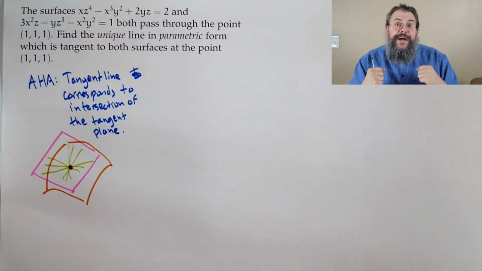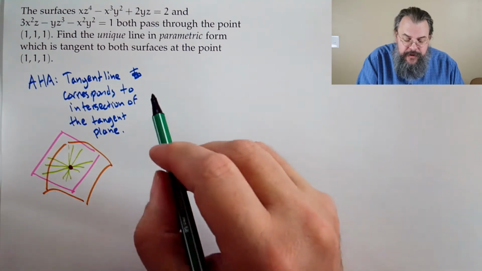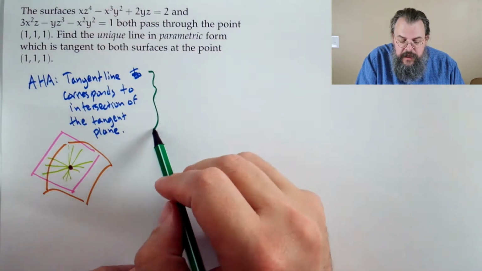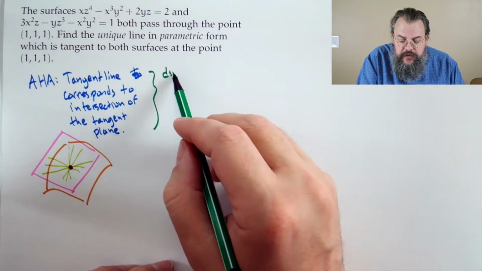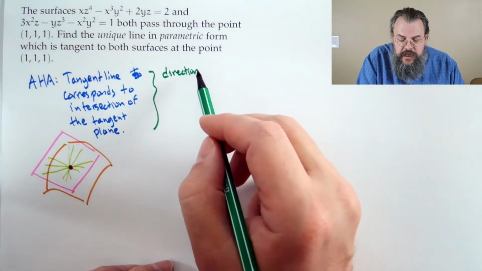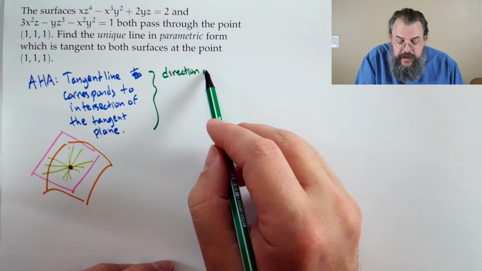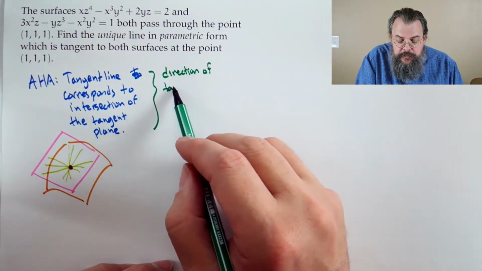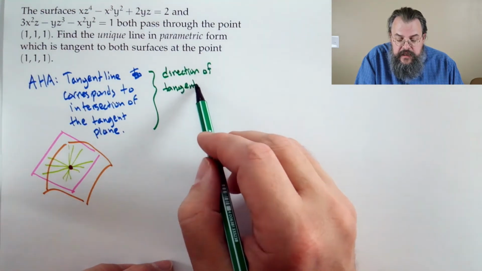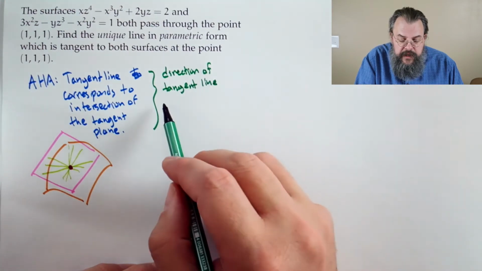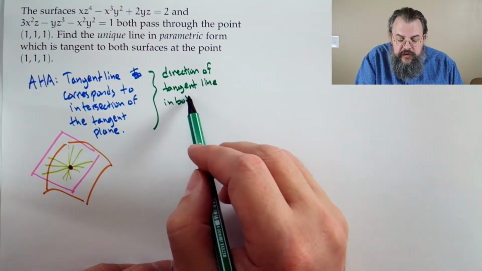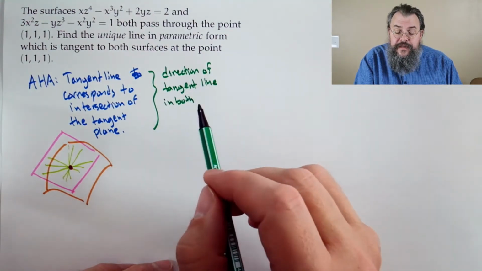We invested time to learn to think geometrically. We should get some return on that investment after all. So we should say, okay, the direction of our tangent line, which is really the hard part about this problem, is finding the direction. It's going to be in both planes, because the tangent line is in both planes. And so, how does that help us?